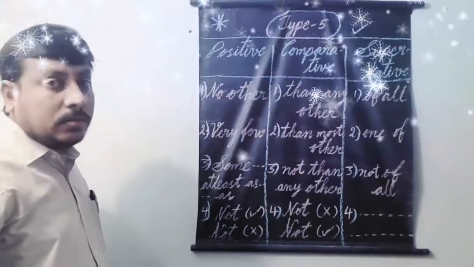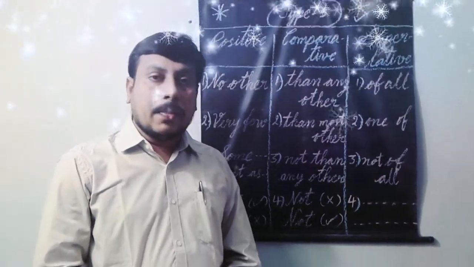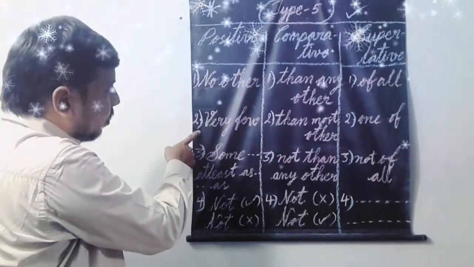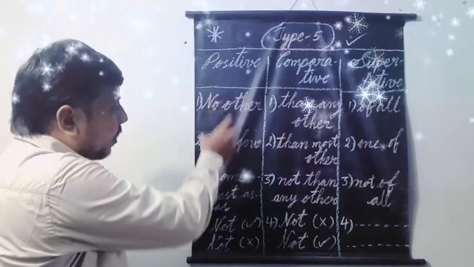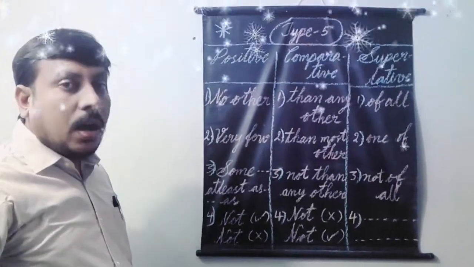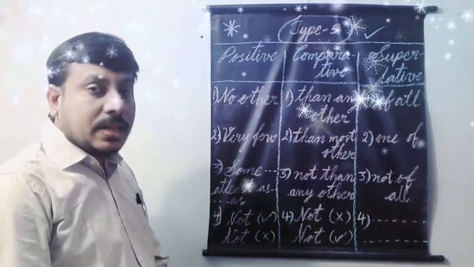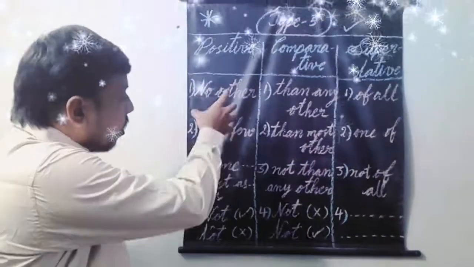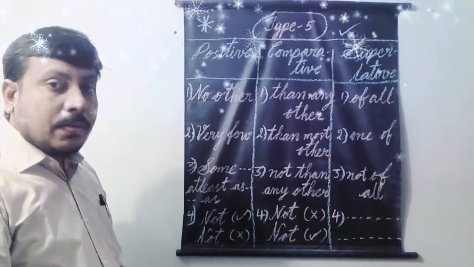Already we have learnt 4 types of degrees of comparison. This is type 1, this is type 2, this is type 3, this is type 4. You need to have the command over all these types. Before that, in my previous sessions, I have clearly explained to you all these 4 types of degrees of comparison by giving some hints.